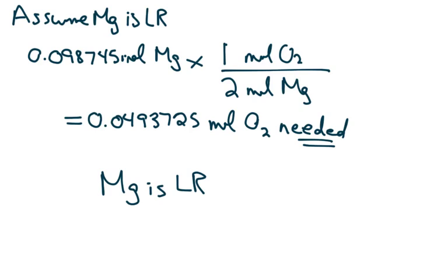So all of the magnesium gets used up. The amount of oxygen we have does not matter anymore. And now we can deal with the second part of this question, meaning how much magnesium oxide is possible. So we need to find how many moles of magnesium oxide we produce out of this magnesium. So we have used up 0.098745 moles of magnesium.